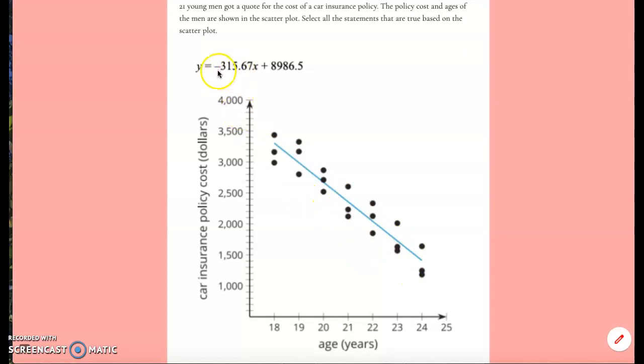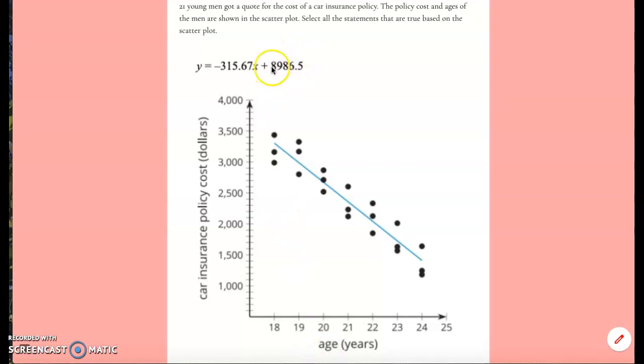We have a slope of negative 315, which means that with each additional year that you age, your car insurance cost will go down by $315. So the amount you pay will decrease by $315 every birthday, essentially. When you turn 19, you'll pay $315 less. When you turn 20, you'll pay another $315 less. You'll save about $300 each year that you age.